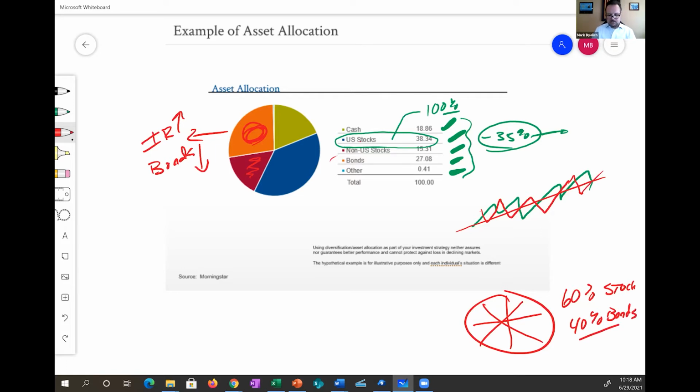You have U.S. stocks, non-U.S. stocks, bonds. Other might be real estate, maybe some gold or precious metals, and then cash. You typically want to hold a portion of cash. A minimum amount of cash is usually 2%, but this here shows 18.86, and that's fine too.